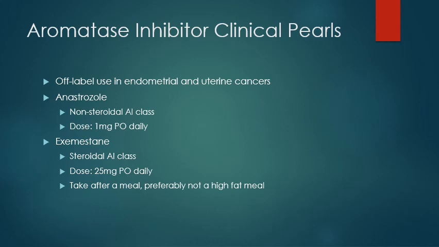Anastrozole, which is a specific aromatase inhibitor, is one that's in the non-steroidal class, and the dose is 1 milligram orally daily. Exemestane, on the other hand, is an aromatase inhibitor in the steroidal class. The dose is 25 milligrams orally per day, and this medication specifically you have to take after a meal, preferably not a high-fat meal, because that can increase the absorption too much and cause adverse effects.